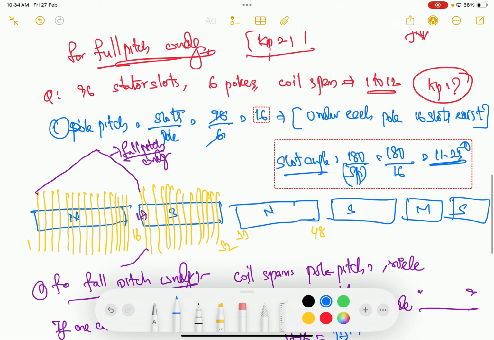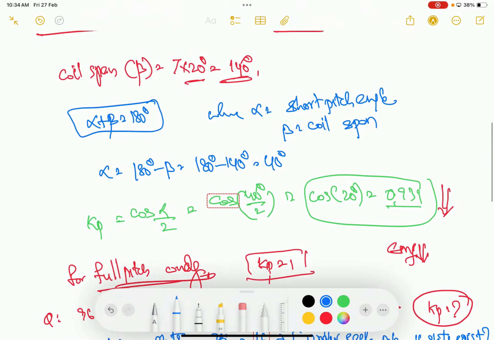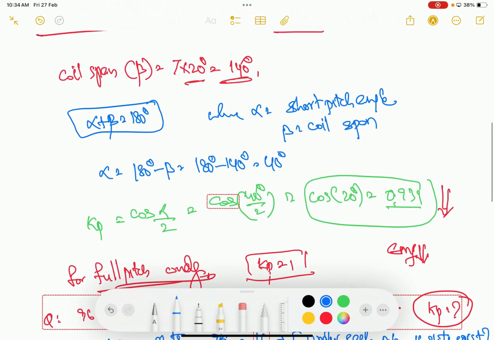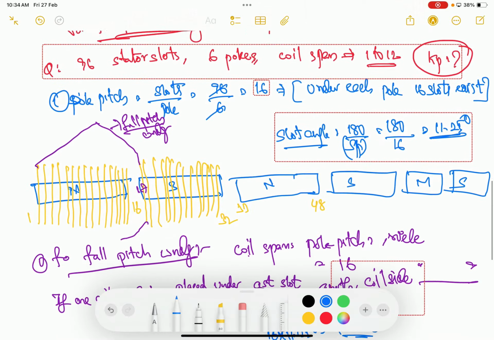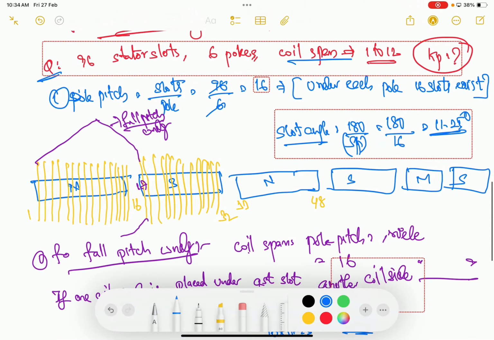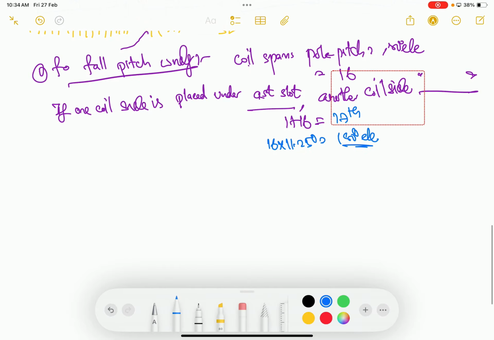Now, what is given in the question? In the question it is given that the coil span is 1 to 12. They only specify the coil span. That means I have to specify the short pitch winding separately.